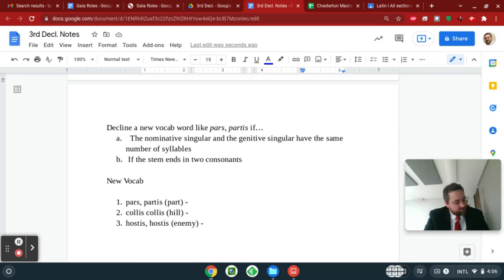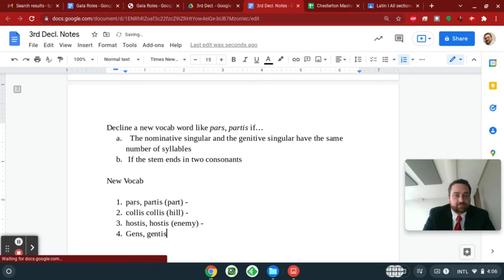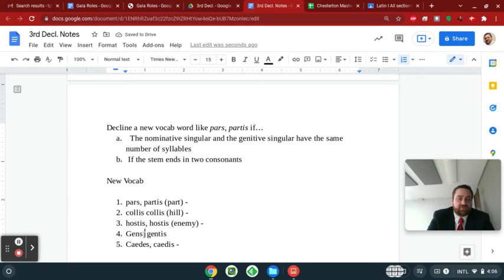So let's take a look at the next vocab word. The next vocab word is gens, gentis. And then our last one is caedes, caedes. All right, so that's just so I could stop flipping back in my book and looking. All right, gens gentis means tribe or like group, or can be nation, tribe or nation, nation of people.